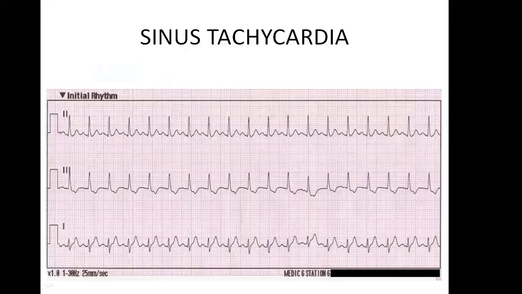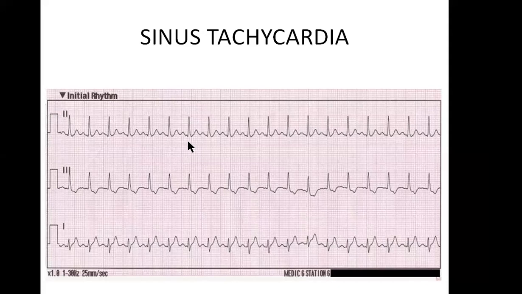The rate arrhythmia, tachycardia. Normal heart rate is between 60 to 90 beats per minute. Mild tachycardia is 90 to 120 beats per minute. Moderate tachycardia is 120 to 150. Severe tachycardia is 150 to 250 beats per minute. Flutter is 250 to 350, and fibrillation is more than 350 beats per minute.